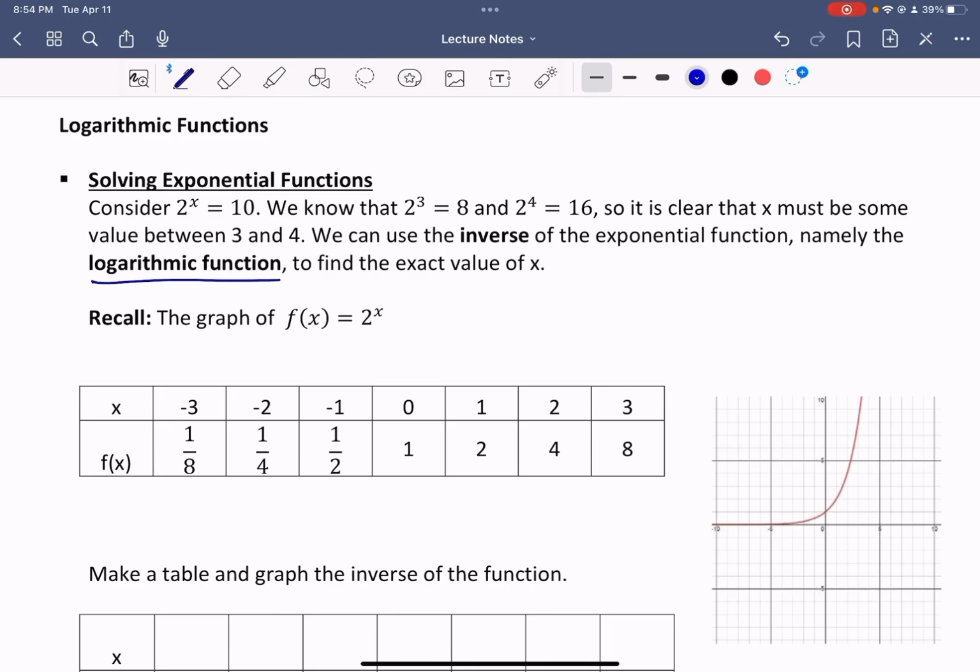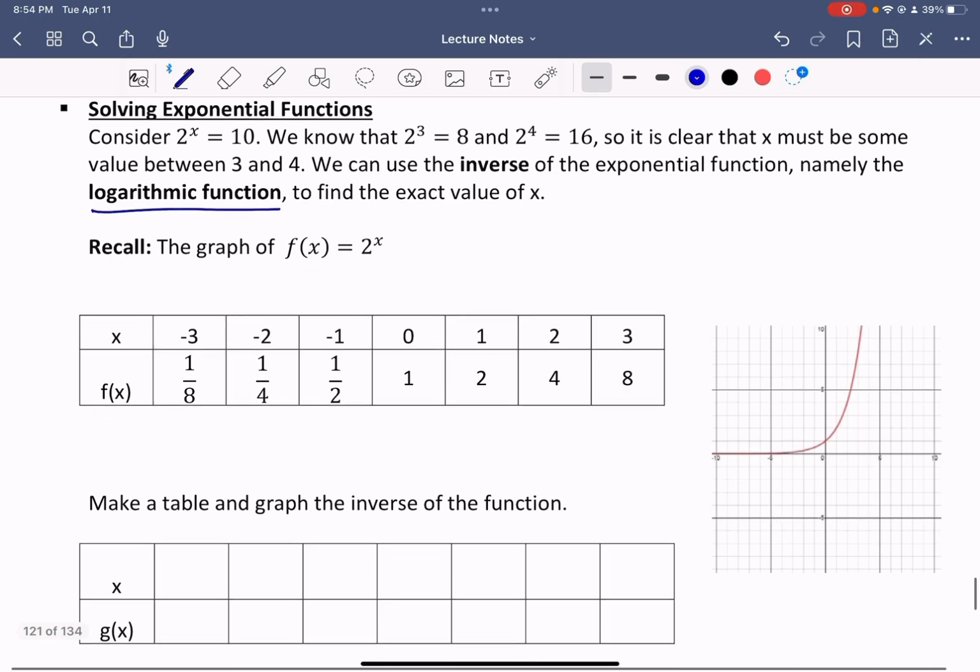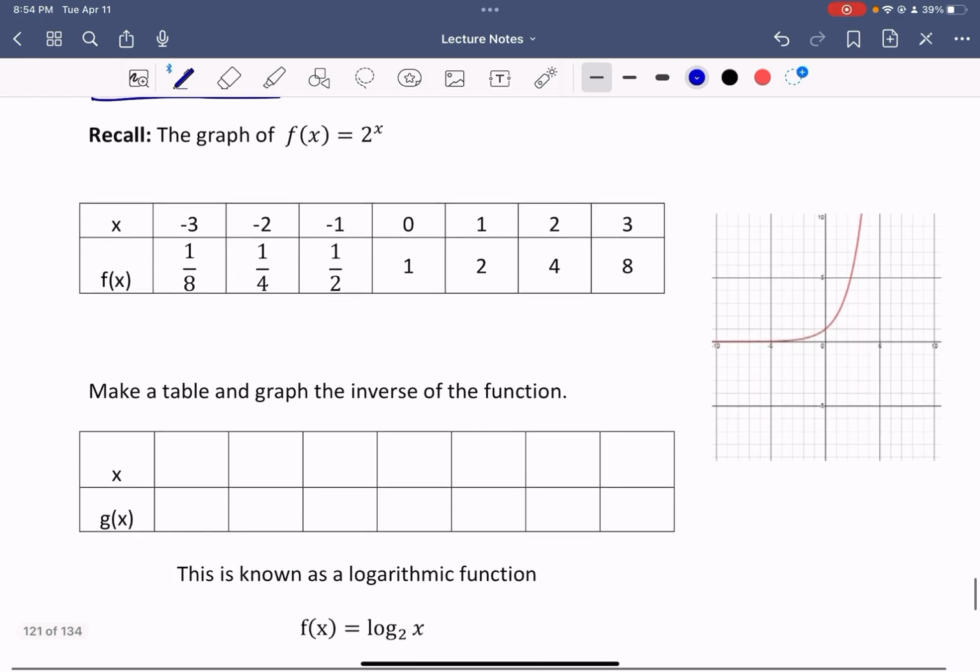Now recall when we were working with exponential functions and learning the ropes with them, the graph of f of x equal to 2^x. We looked at all our different x values and we were able to get this red graph over here to the right. So if I wanted to make a table and graph the inverse of this function, remember when we're doing inverse, we're switching those x's and y's.